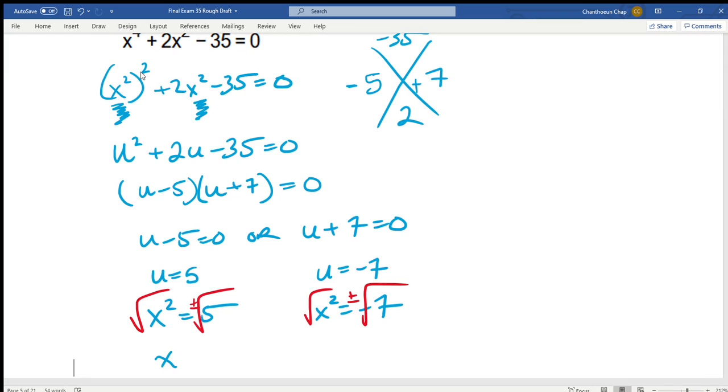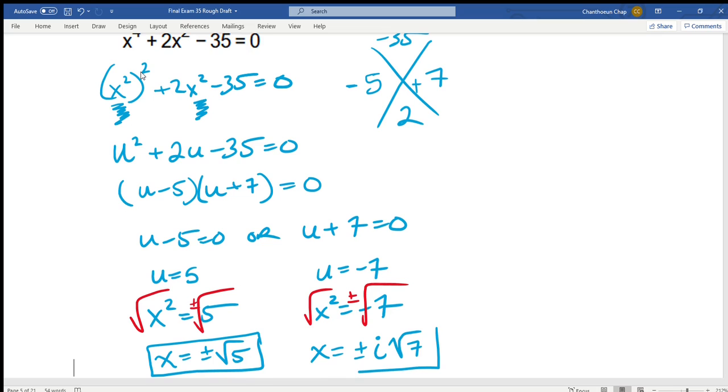And x is equal to plus or minus the square root of 5. That's our first two solutions, a plus and a negative root 5. And the second one here is x equals plus or minus. There's a negative in the radical, so I'm going to take that out. That's i root 7. So these are two other solutions, negative i root 7 and positive i root 7.